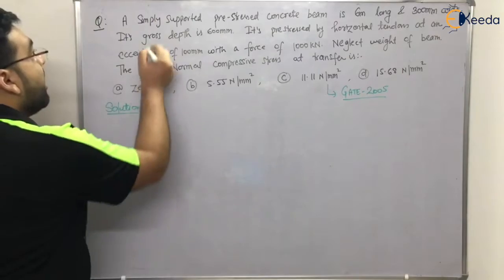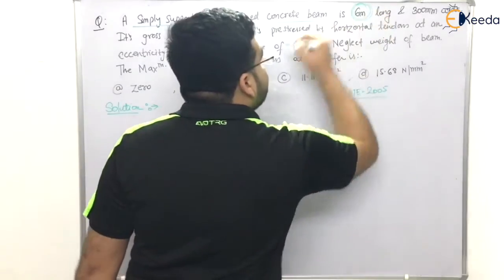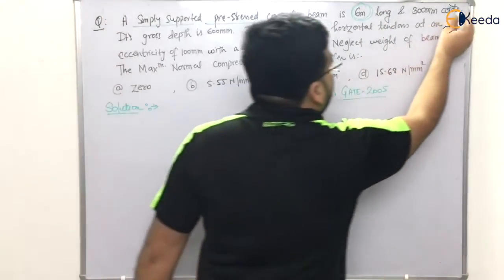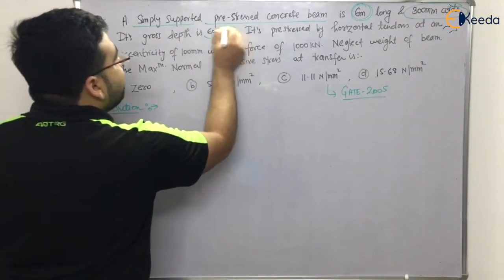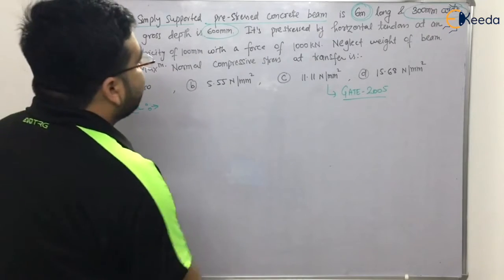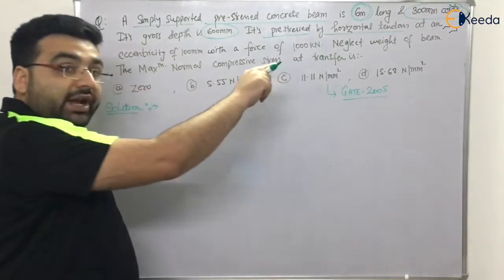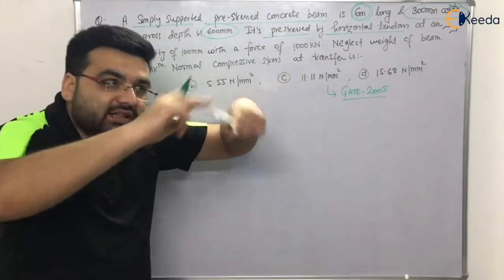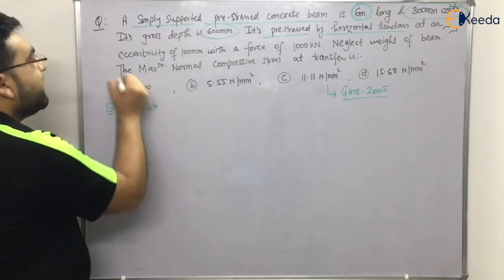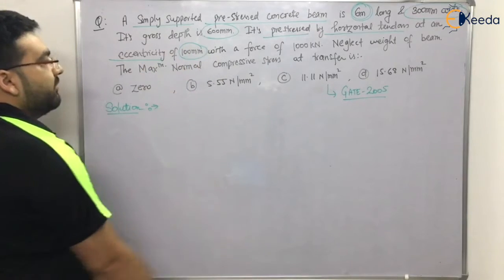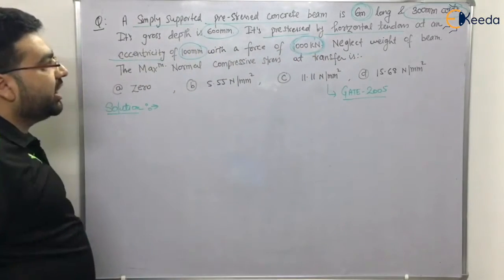The question is, a simply supported pre-stressed concrete beam is 6 meter long, and 300 mm wide, right? Its gross depth is 600 mm. It is pre-stressed by horizontal tendons. Now this is important: the tendons are not parabolic, neither are they in some triangular shape or some other shape. They are horizontal tendons, at an eccentricity of 100 mm, with a force of 1000 kilonewton. This is important, 1000 kilonewton.